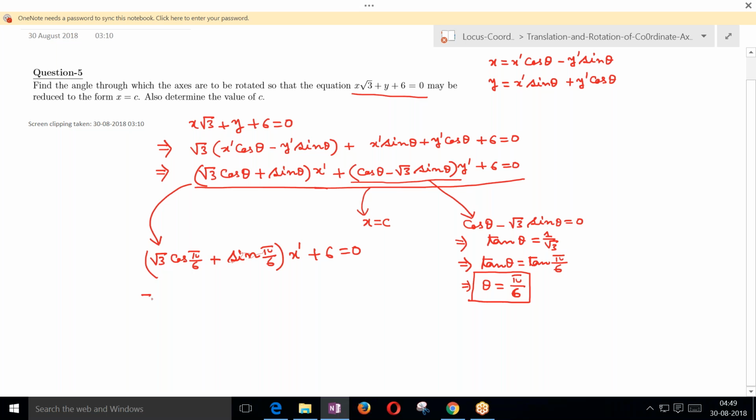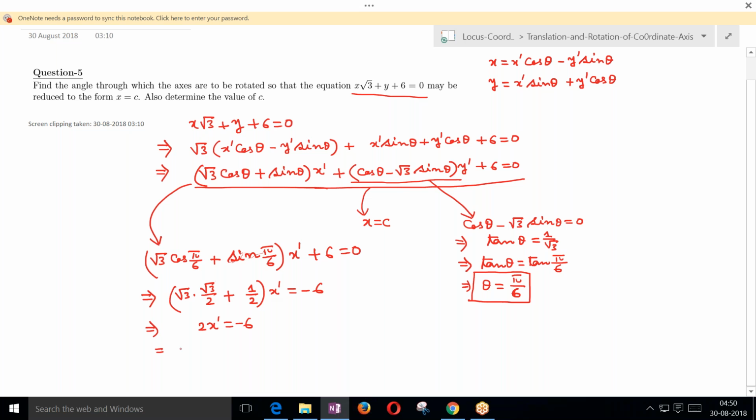From here, the value of cos pi by 6 we can find out. It is equal to cos 30, which is root 3 by 2. So root 3 into root 3 by 2 plus sin pi by 6, which is 1 by 2, into x dash is equal to minus 6. From here we get 3 by 2 plus 1 by 2 is 4 by 2, so 2x dash equal to minus 6, and x dash equal to minus 3.